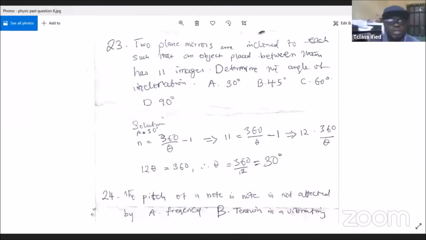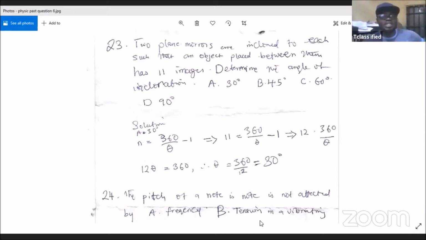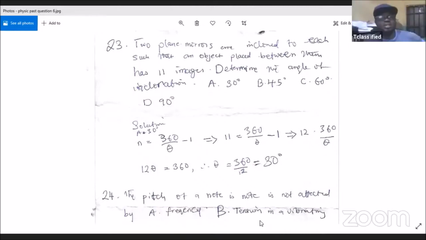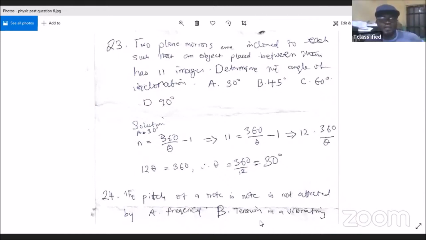If you can see my screen with question number 23, let me know. Yes, I can see it. Okay. Two plane mirrors are inclined to each other such that an object placed between them has 11 images. Determine the angle of inclination. Is it A, 30 degrees, B, 45 degrees, C, 60 degrees, D, 90 degrees?